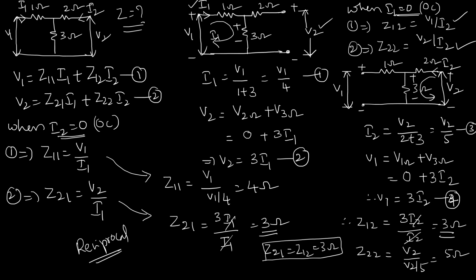Okay, so let me tell you what we call those impedances, Z11 and all. So here Z11 is called the driving point impedance. Z22 will be called the output driving point impedance. Whereas Z11 you may also call the input driving point impedance. Now Z12 is called forward transfer impedance. Z21, output to input, so that's why it is called reverse transfer impedance.